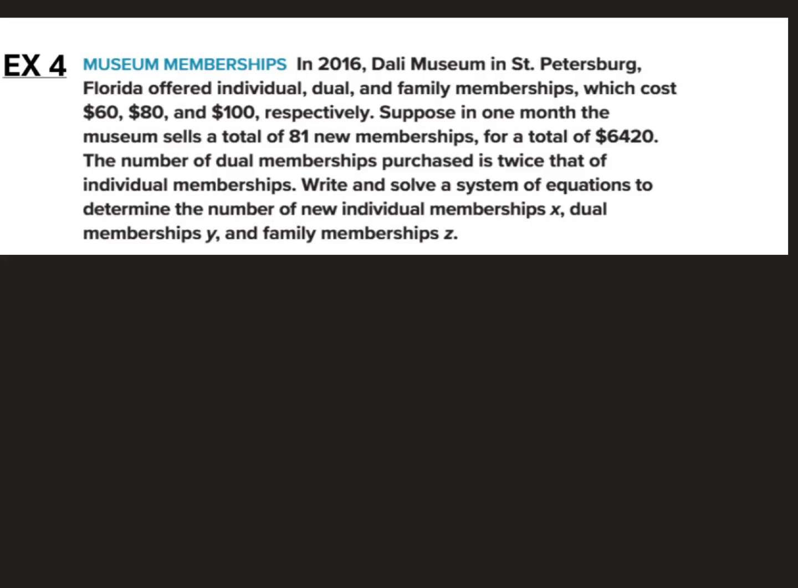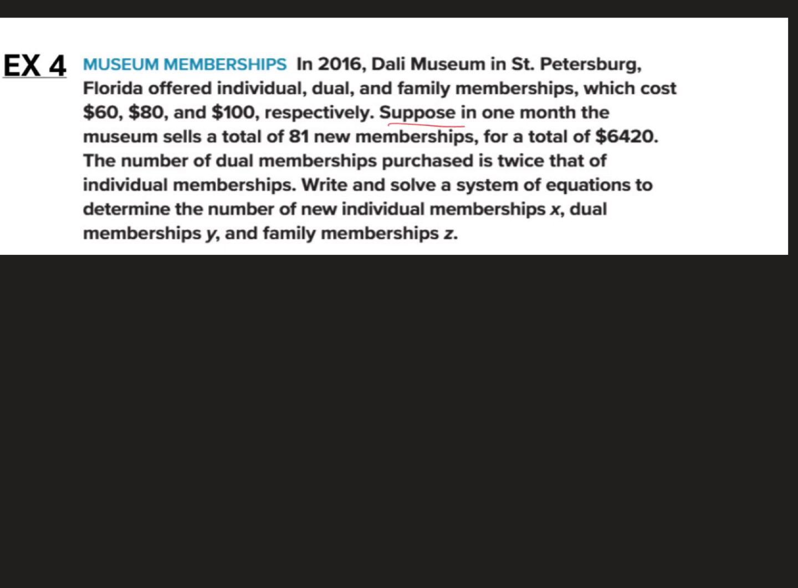And one more example. So in this example, we have: write and solve a system of equations to determine the number of new individual memberships. So that's the first thing we want to do, is write and solve that system. I have written out defining the variables, although they are defined in that last sentence there. So first thing we're going to do is write a system of equations.